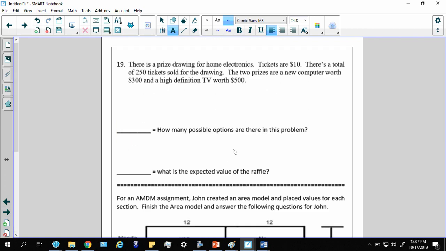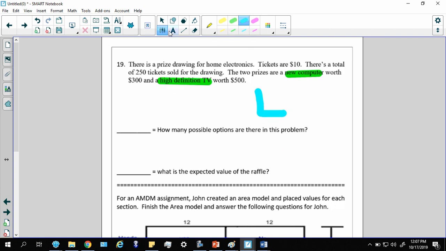All right, there's a prize drawn from home electronics. Tickets are $10. There's a total of 250. All right, so the two prizes are a new computer worth this, high definition. All right, so count the possibilities. We have a new computer, high definition TV, or you could be a big loser. That will be 3 possibilities.